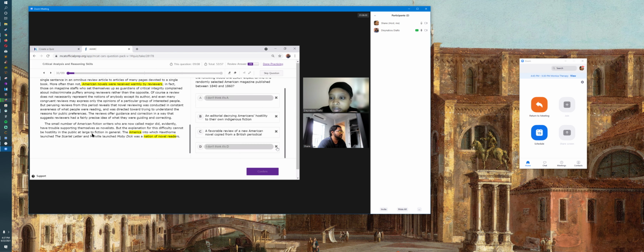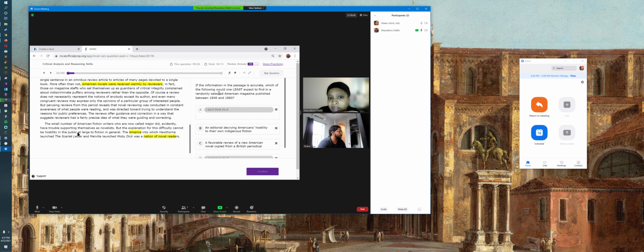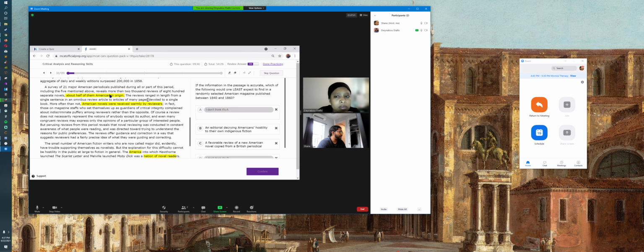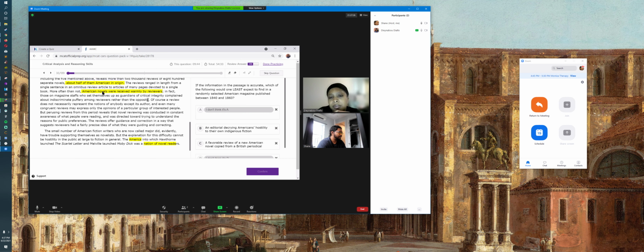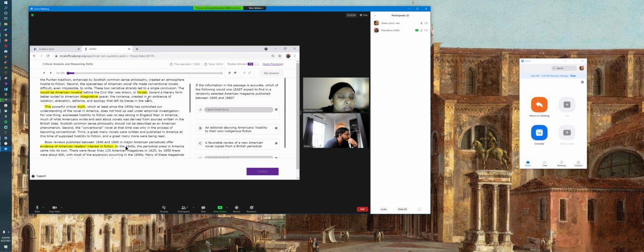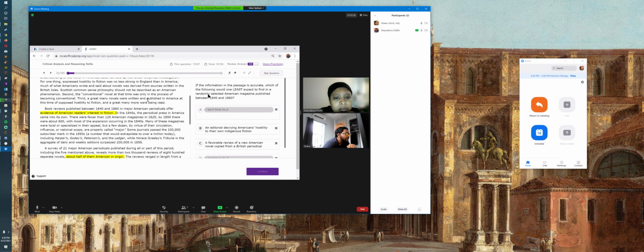So I would cross out A and D. Because A would be there, right? An editorial decrying, which means denouncing, Americans' hostility to their own indigenous fiction, I feel like that would be expected. I'm trying to see where it does state anything about American indigenous fiction. American in origins, American novels were received warmly. A favorable review of a new American novel copied from a British periodical? Where does it say anything like that? The only place that really talks about British stuff is up here. Let me see where. Okay, 1840 to 18... Wait, they're saying a randomly selected American magazine, right? And they're talking about American periodicals I think.